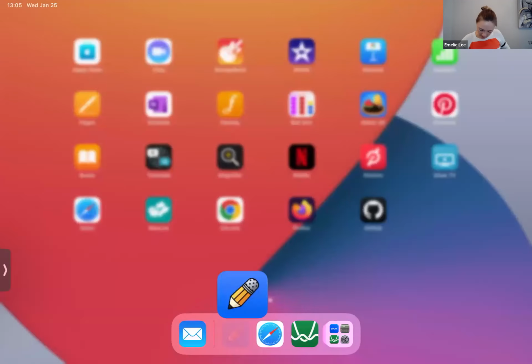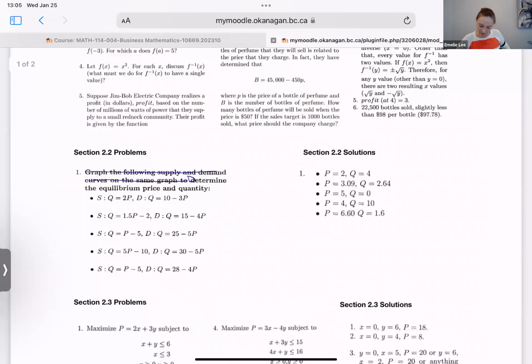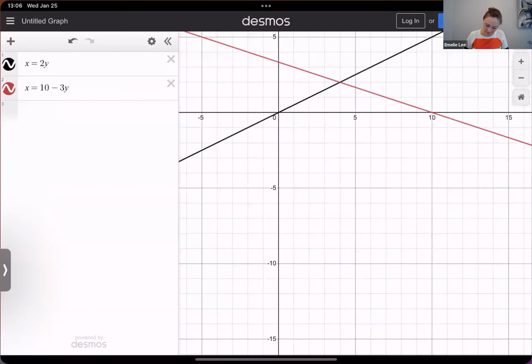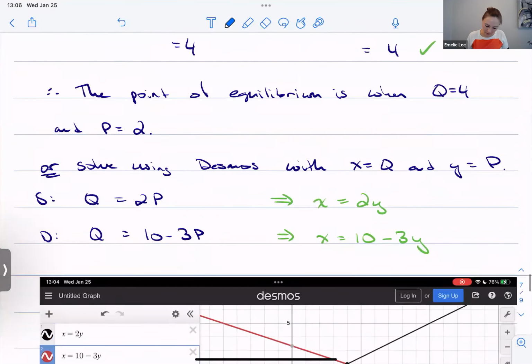And in those practice problems that I posted, you've got quite a few here to work on, the section 2.2 problems. But I think when you're using Desmos, once you get the hang of it with the solutions there, then you'll be off to the races. And it'll be fun almost. Okay.